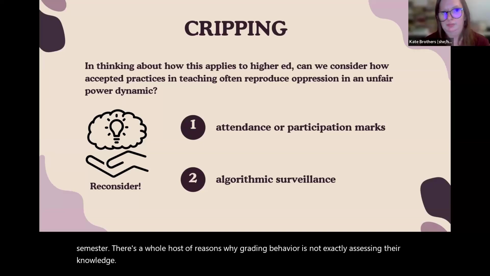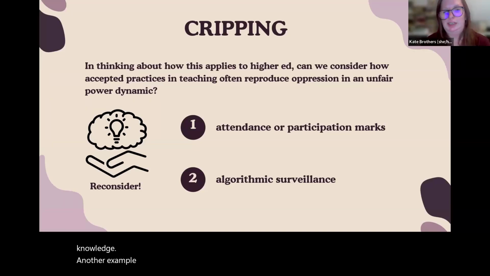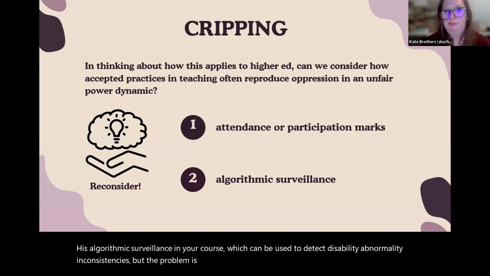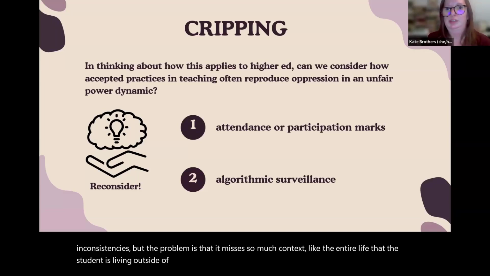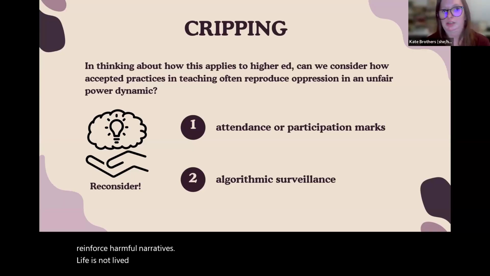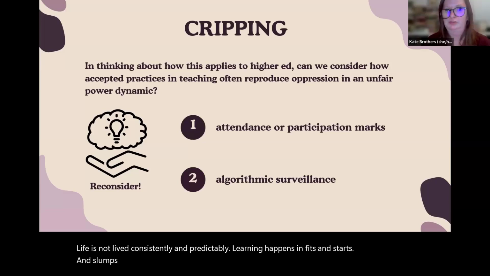Another example is algorithmic surveillance in your course, which can be used to detect disability, abnormality, inconsistencies. But the problem is that it misses so much context, like the entire life that the student is living outside of schoolwork. The information that spits out in the reports can reinforce harmful narratives. Life is not lived consistently and predictably. Learning happens in fits and starts, and slumps and setbacks are common enough.